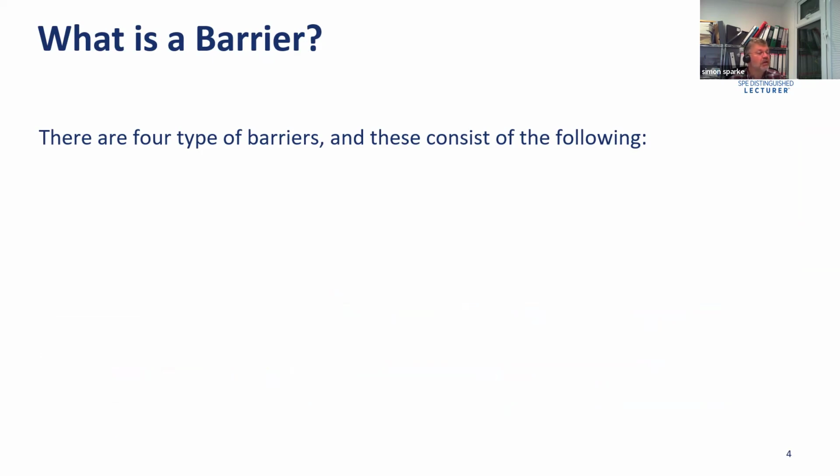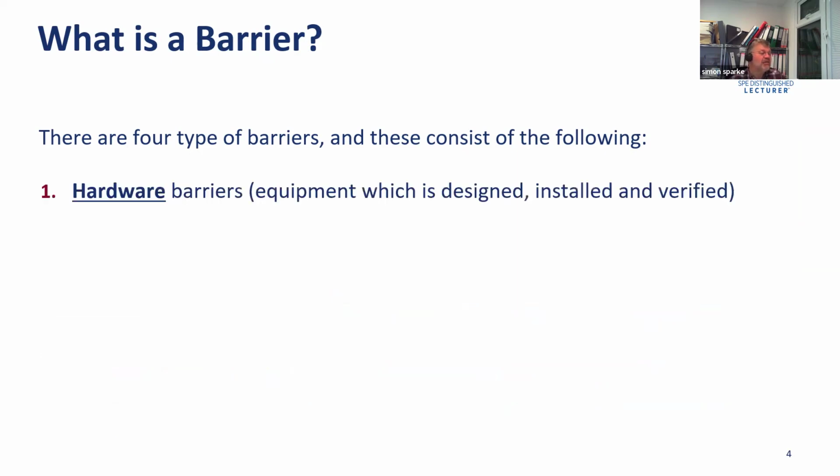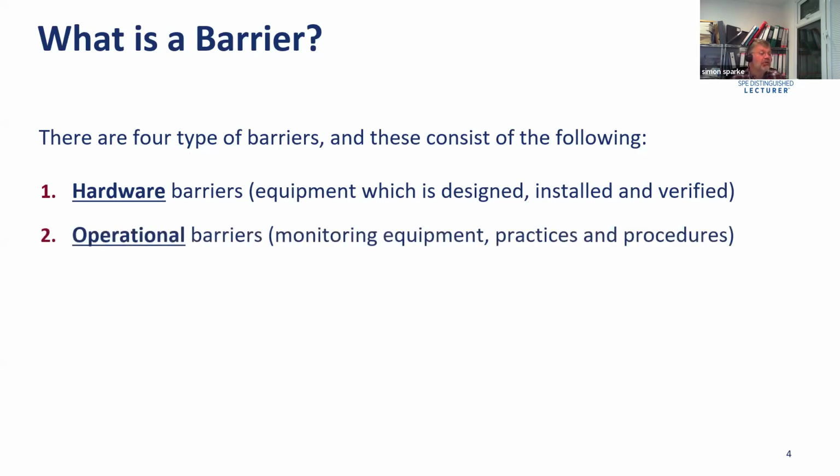Let's talk about these. So the first one here is what's called the hardware barriers, and these are the primary and secondary barriers. It's equipment which is designed, installed, and verified. And periodically, it needs to be re-verified as to its ability to withstand the pressure and the temperature that it was designed for. Moving on, we then have the operational barriers. This is the monitoring equipment, the practices and procedures. So this is pressure gauges and how often you should go out and do pressure tests, the process that you should follow.